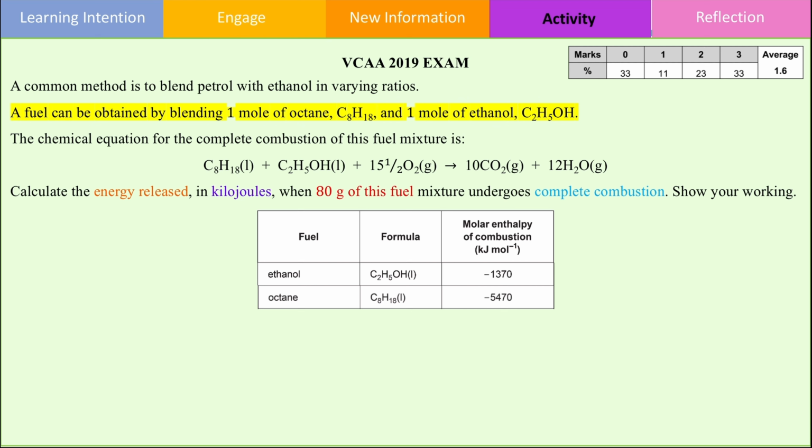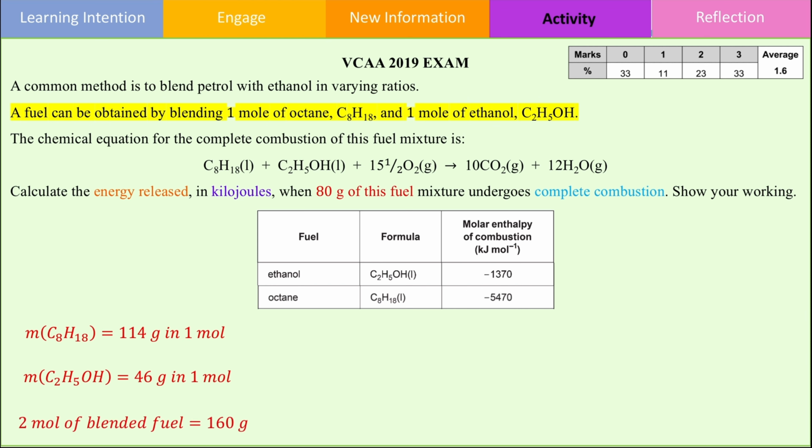Instead, we are given the mole ratio, so our first task is to convert from a mole-based composition to a mass-based one. Since the fuels are mixed in a 1:1 mole ratio, we begin by calculating the molar mass of each component. Octane has a molar mass of 114 grams per mole, whereas ethanol has a molar mass of 46 grams per mole. If we mix 1 mole of octane with 1 mole of ethanol, the total mass of the blended fuel is going to be 160 grams.